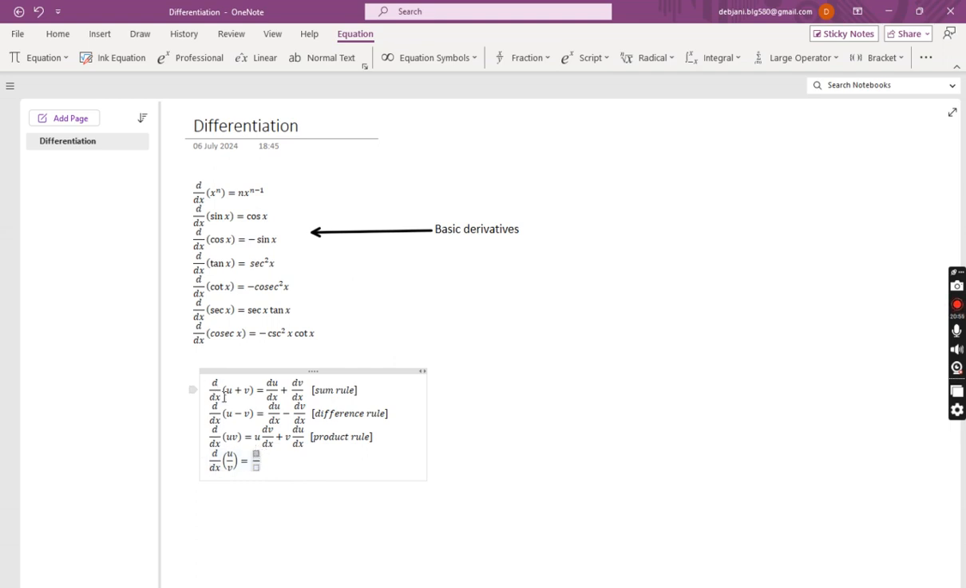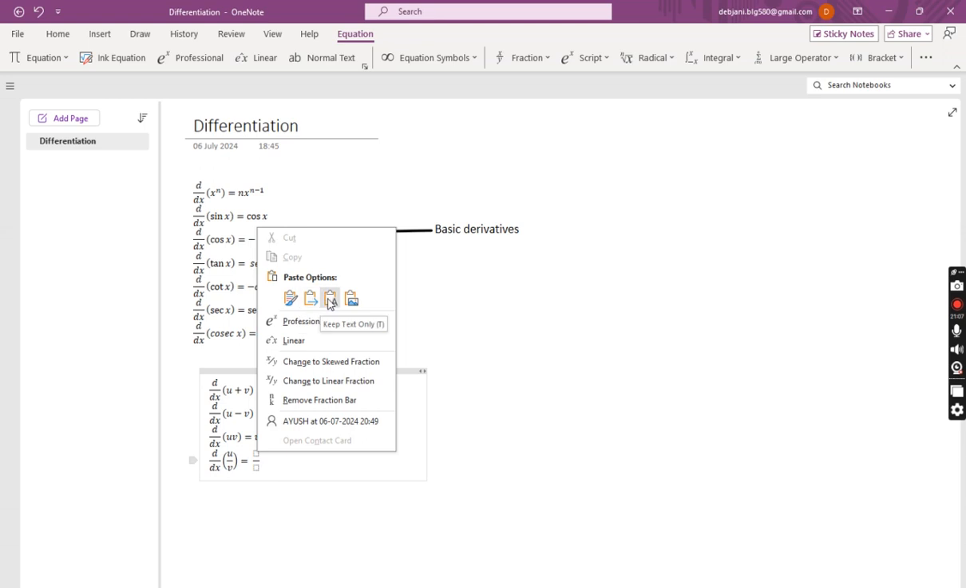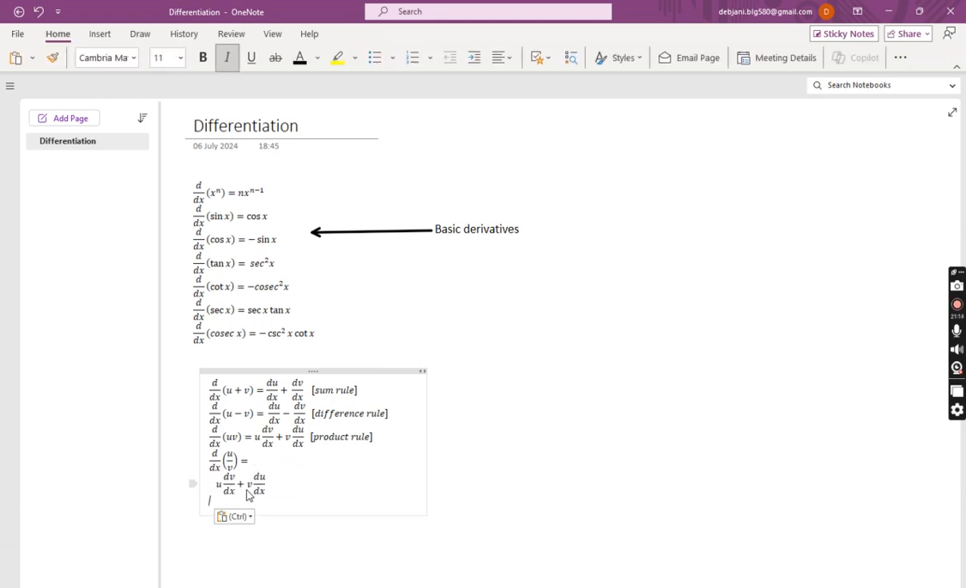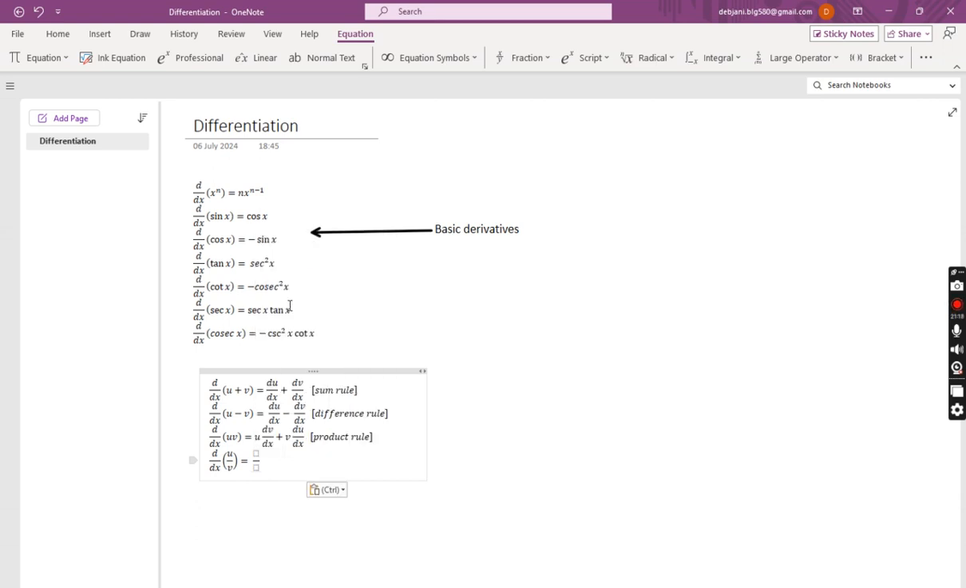So this will be the upper hand side. We will take this thing, but again since it's division, this will be changed to negative, and here it will come as v square. If someone asks what is this called, this is called the quotient rule.